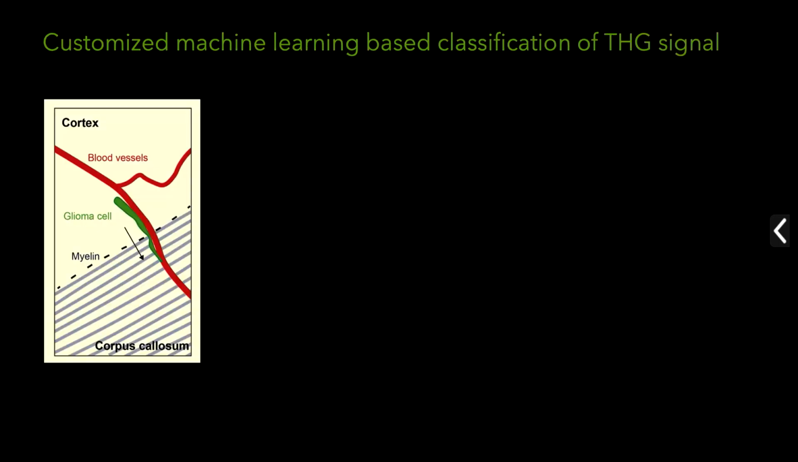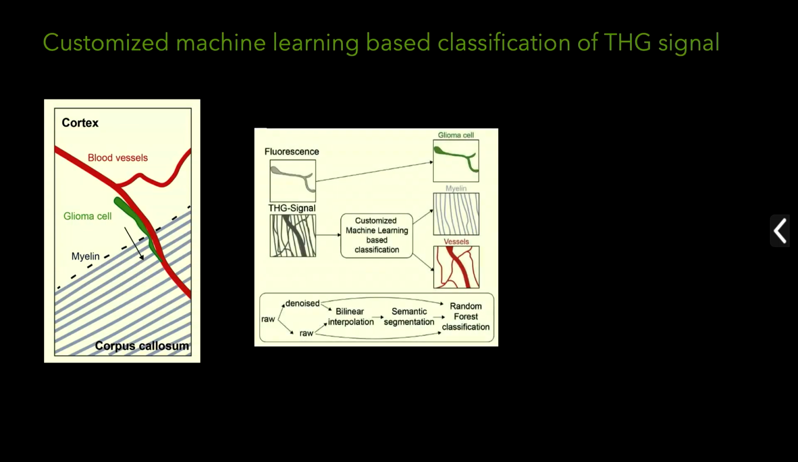Next, we also wanted to better understand the invasion routes that these glioma cells could be taking, and here the white matter tracts and importantly blood vessels constitute a very important tumor microenvironmental niche. However, we also have to realize that both blood vessels and myelin, or the corpus callosum, give rise to the same third harmonic label-free signal. So we first had to come up with a way to unambiguously differentiate the two signals. To this end, we trained a customized machine learning algorithm based on Elastic to distinguish between the myelin and the blood vessels.